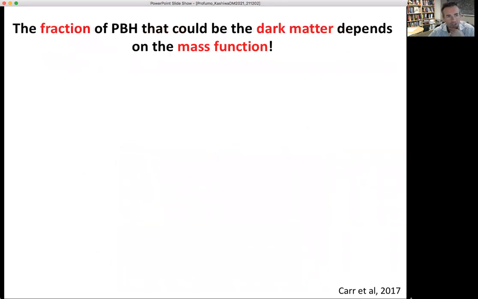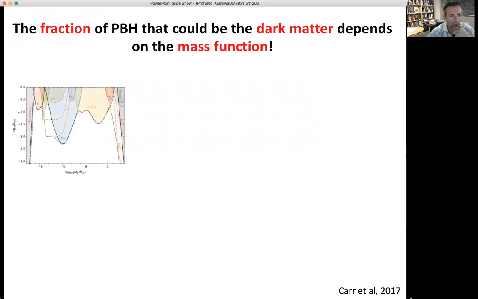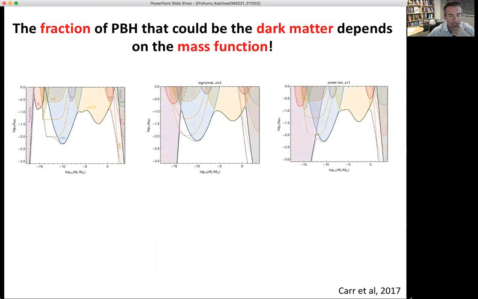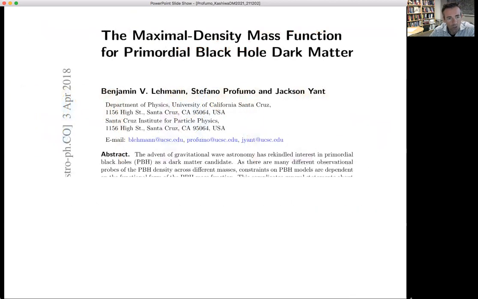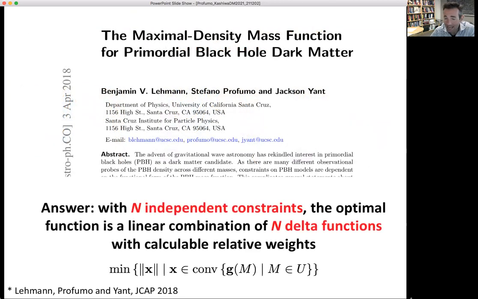Now, that question actually depends on the choice of the mass function, the mass distribution of black holes. For instance, these three plots compare monochromatic mass functions with log normal or power law type mass functions, and the constraints change depending on the mass function. So what is the mathematical function that maximizes the mass fraction of primordial black holes compatibly with given constraints? Well, we asked this question and we found an answer.